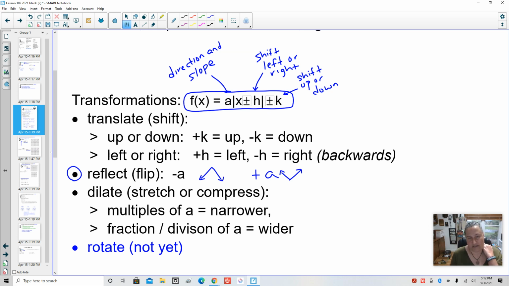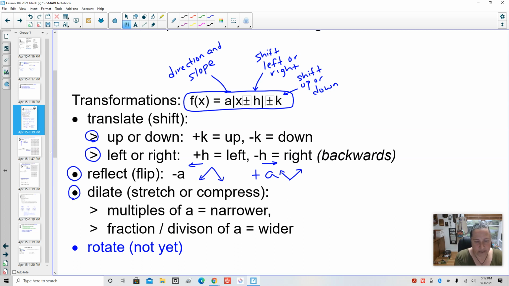And then plus or minus h. That brings us to the translating left or right. So this is a little counterintuitive. A positive h is going to move it to the left, and a negative h is going to move it to the right. So you just got to keep in mind that those are going to be backwards. And then you're going to add or subtract a k. K is what shifts it up and down. So if you have a positive k, it moves it up, and if you have a negative k, it moves it down.